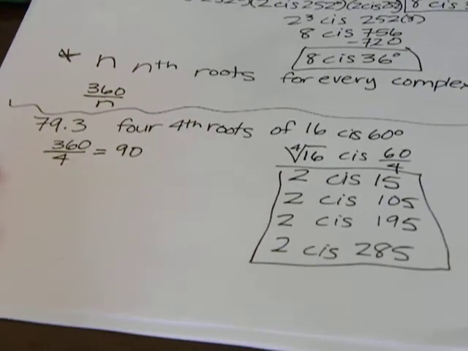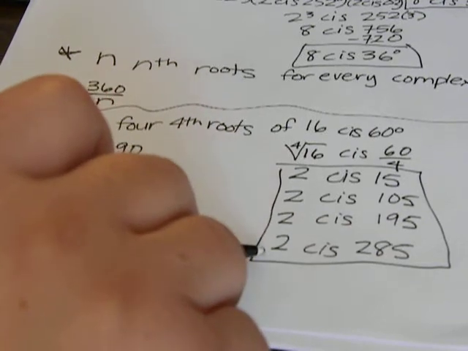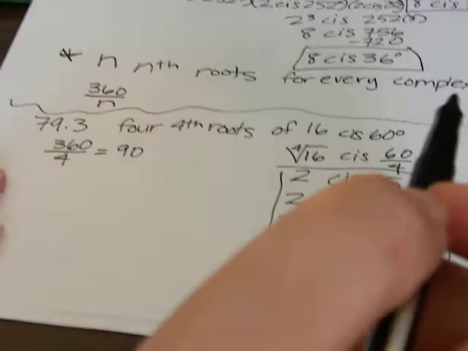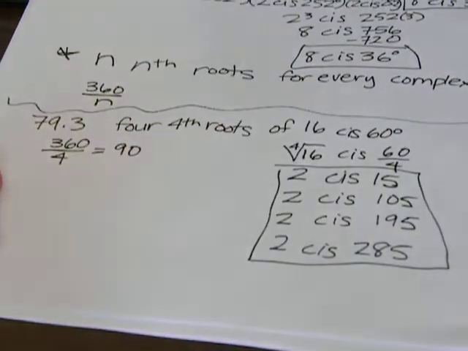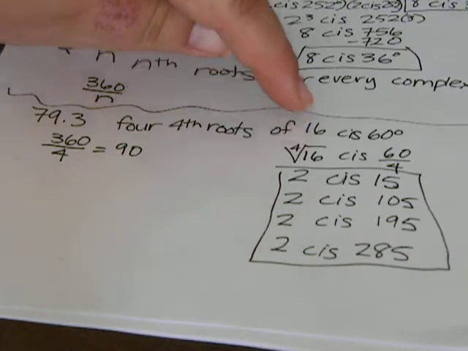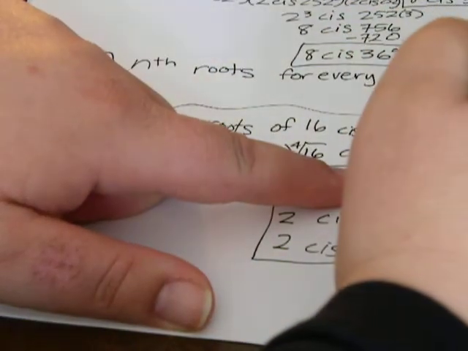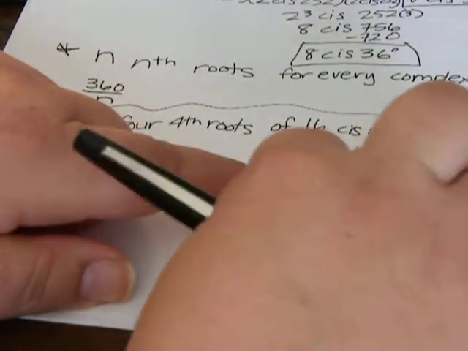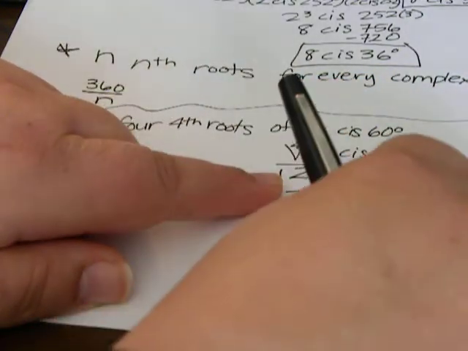Now, you should check these just to make sure. 2 to the 4th power in each case here is going to be 16, so we know that 16 is right. What you do need to check is just multiply this by 4 and then subtract a multiple of 360 just to make sure that they are all roots of 16 CIS 60. So if I take 15 times 4, 15 times 4 is 60. So 2 to the 4th is 16. 16 CIS, 15 times 4 is 60. So yes, that is a root.